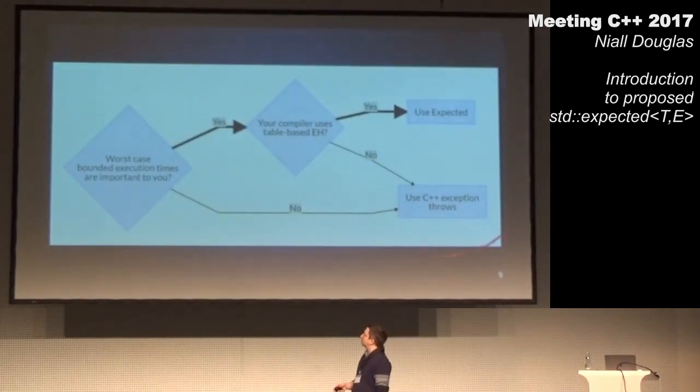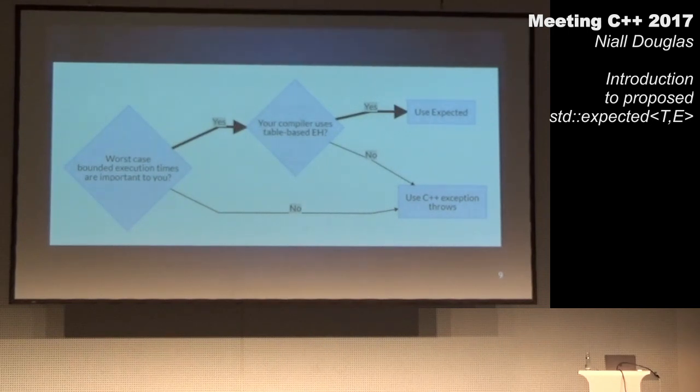Similarly, if worst-case execution bounded time is important to you, and if it's not, use C++ exceptions. If it is, is your compiler using a table-based EH? People ask which compilers don't nowadays. It's actually Microsoft on 32-bit that still uses a non-table-based EH implementation. So failure there is really, really fast and really predictable. It's just as fast as being successful.